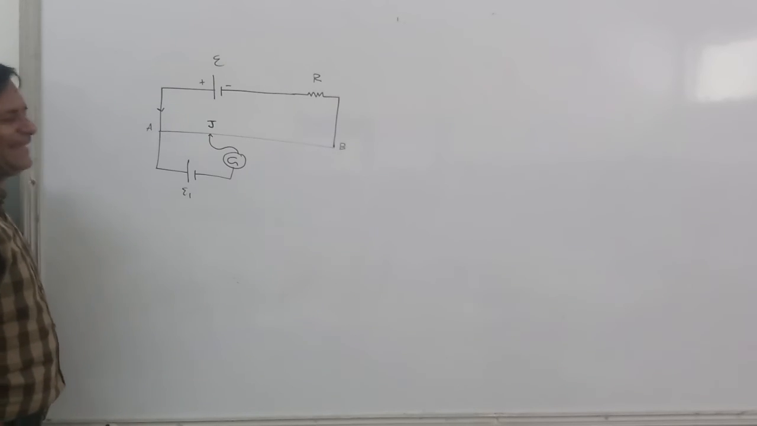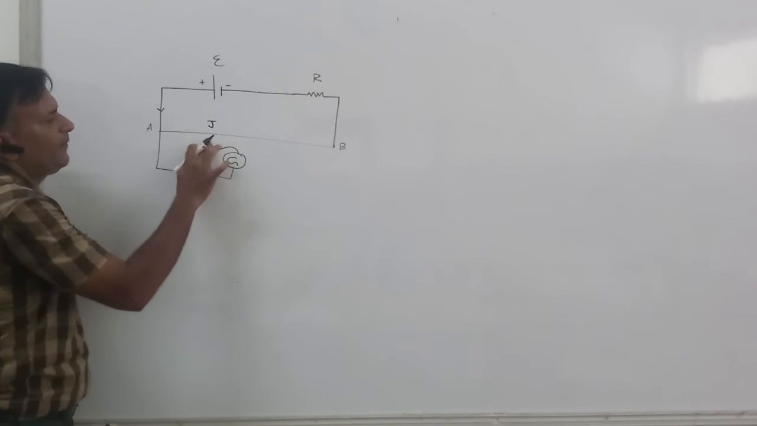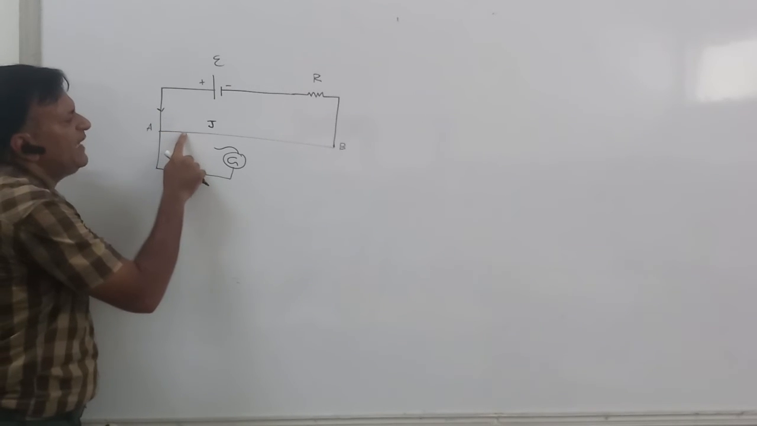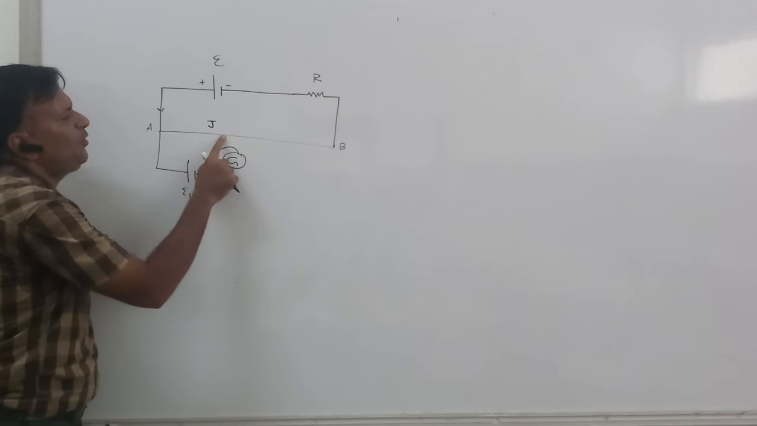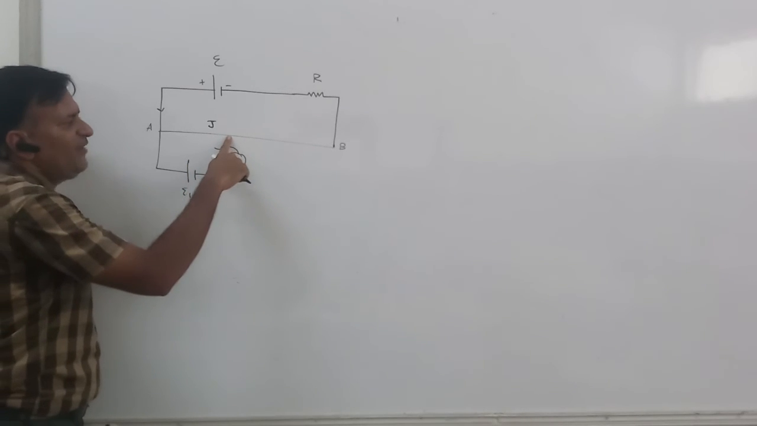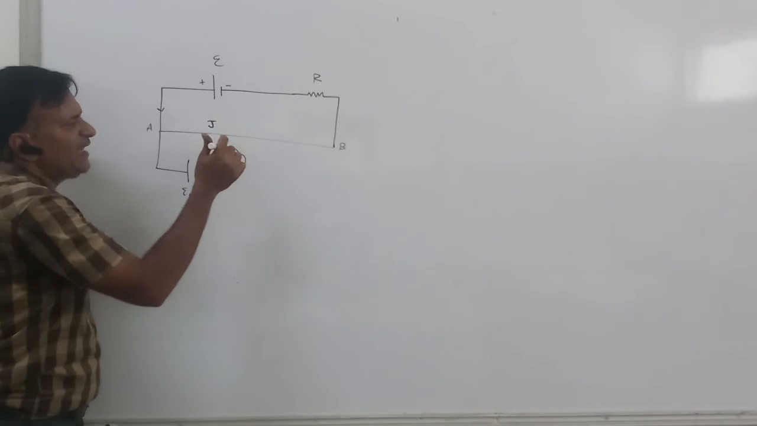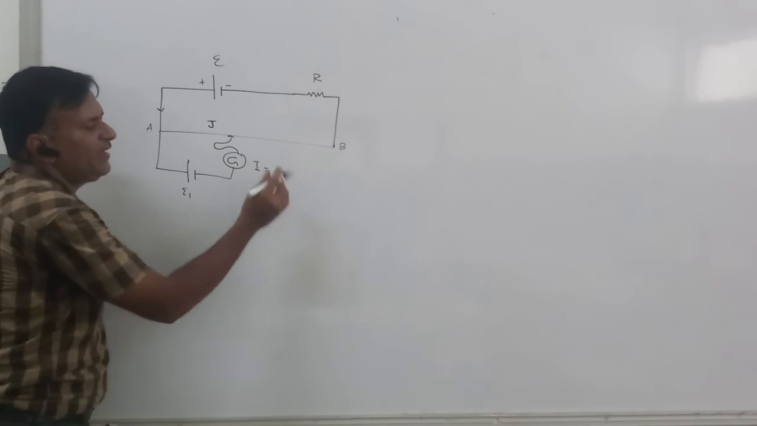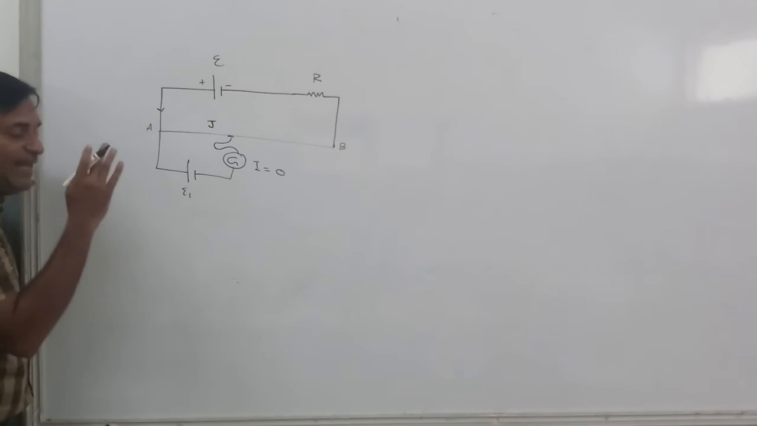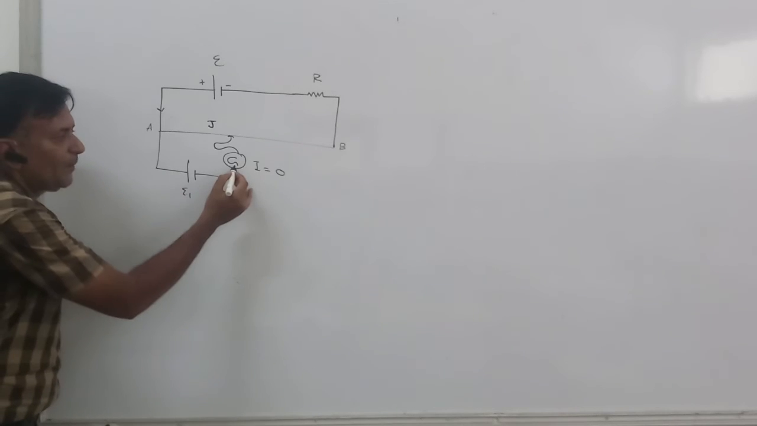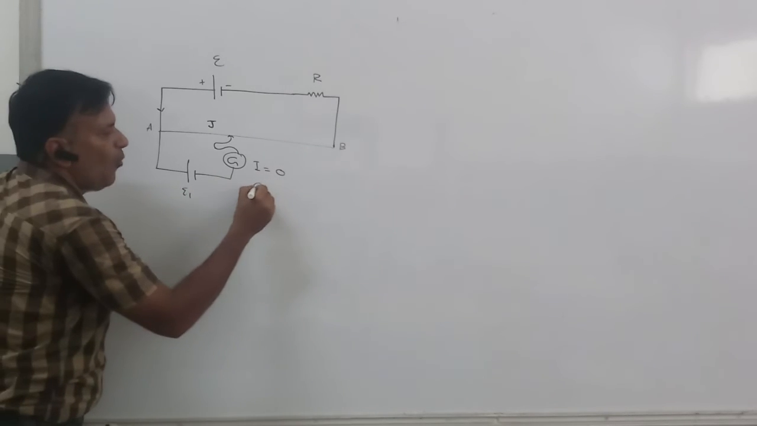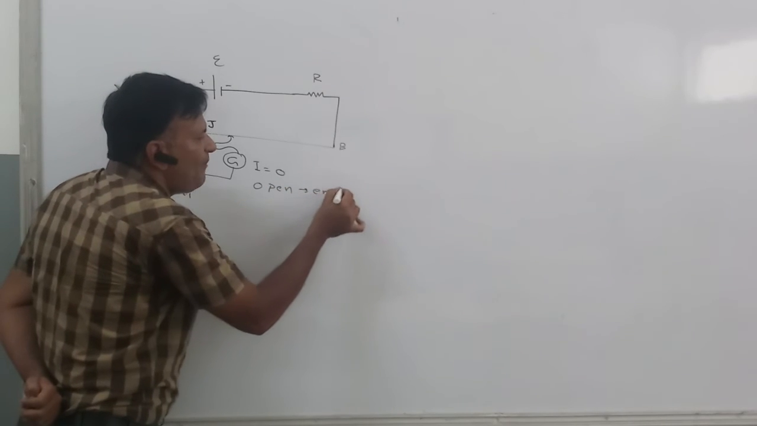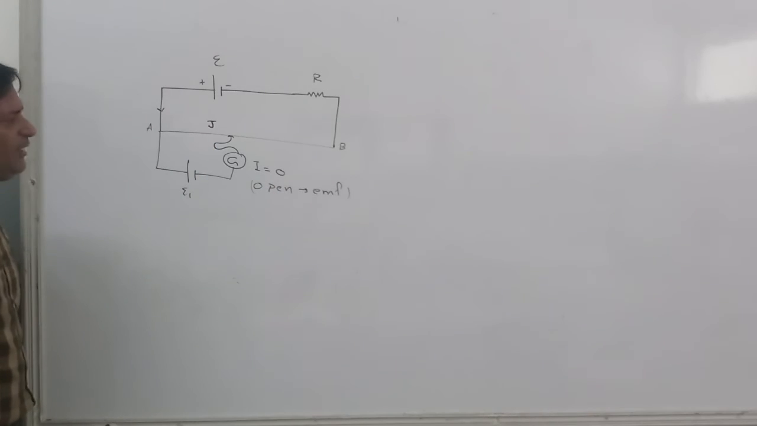What is to be done is this. You have to move the jockey. My finger is the jockey. You have to move this on this wire up to a point. Say here, if the jockey is in contact with this point, and at this point the current in the galvanometer becomes equal to 0. It means, first of all, that it is in open condition, and what is measured in open condition? EMF gets measured in open condition.